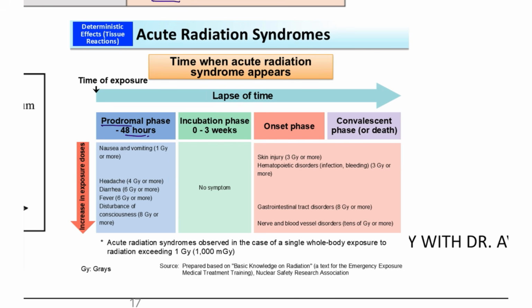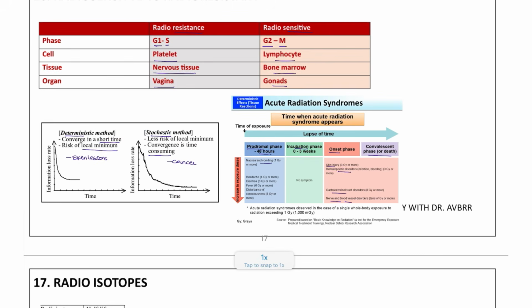The first and foremost common symptom is nausea and vomiting. In the incubation period there are no symptoms, whereas at onset you are going to see skin injury, hematopoietic disorders, and also gastrointestinal disorders. Nerve and blood disorders will be seen in this patient. And if the dose increases further, you are going to see the convalescent phase, and at worst death will be seen in this patient. Okay, this is acute radiation syndrome.